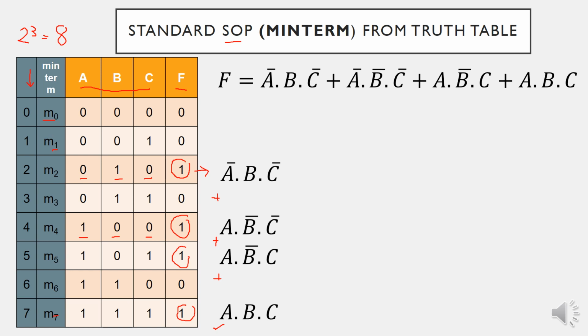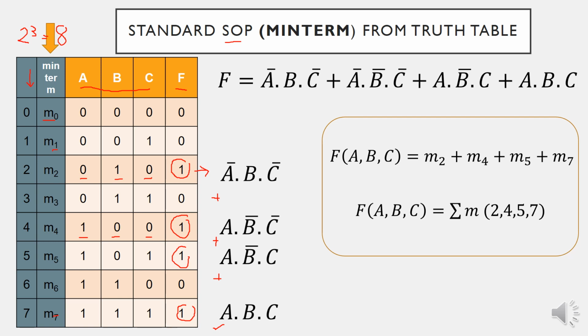We can also represent this expression using the minterm format, based on this m symbol that we created earlier. Similarly, we also focus on the terms with the high output. So what we get is a function F, function of input A, B, C, with the minterms m2, m4, m5, m7, which have the high outputs.